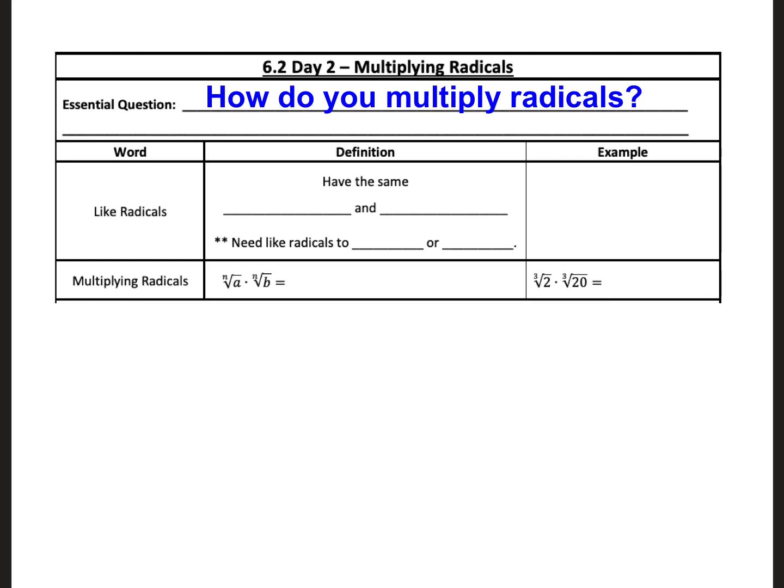Hi everyone, today we're working on 6.2 day 2, multiplying radicals. Your essential question is, how do you multiply radicals?